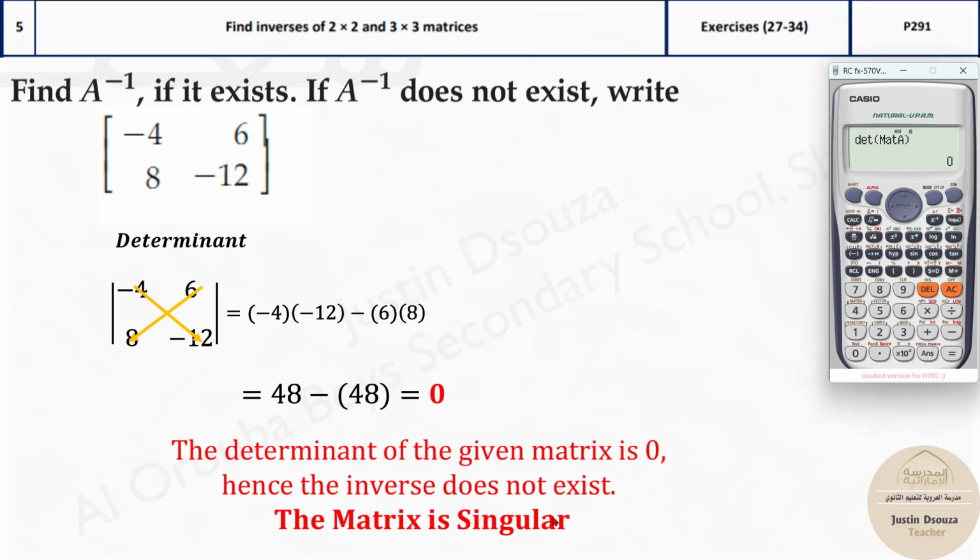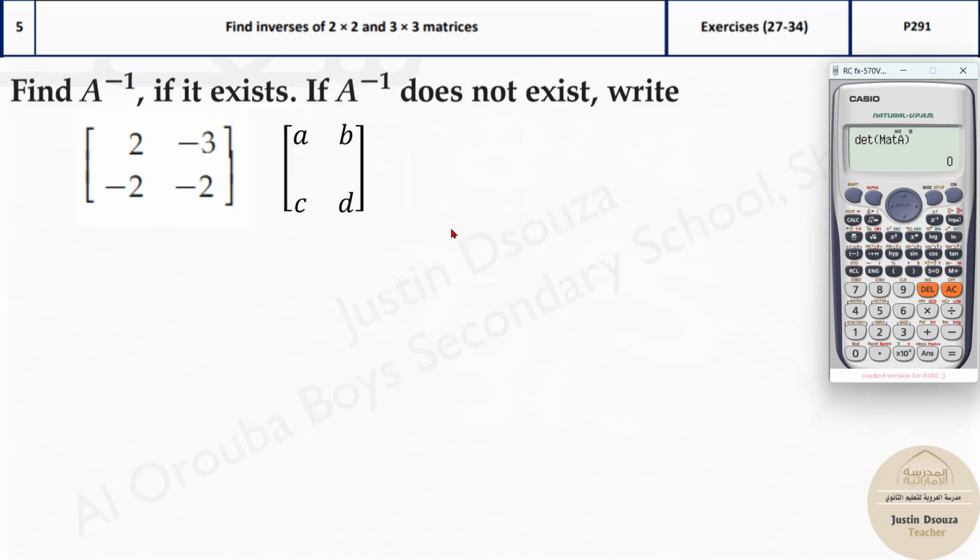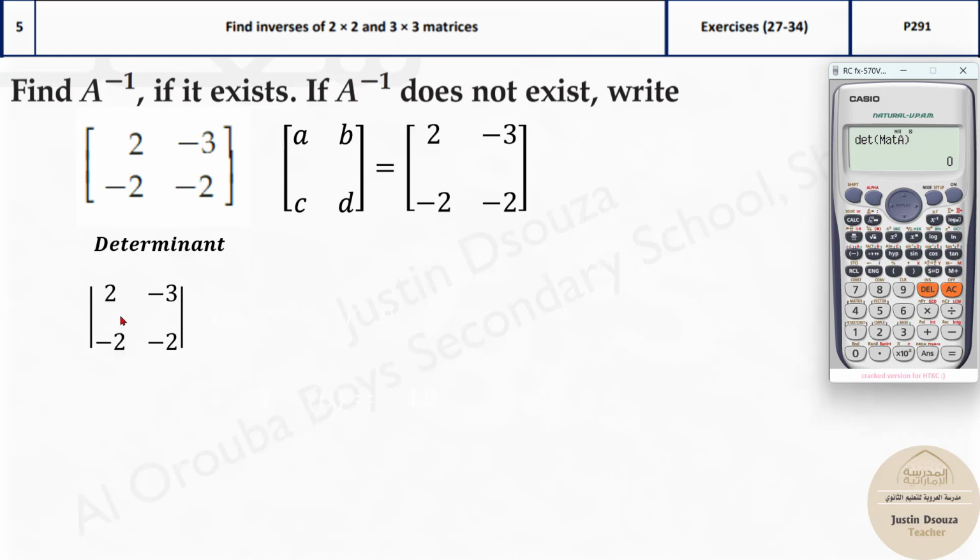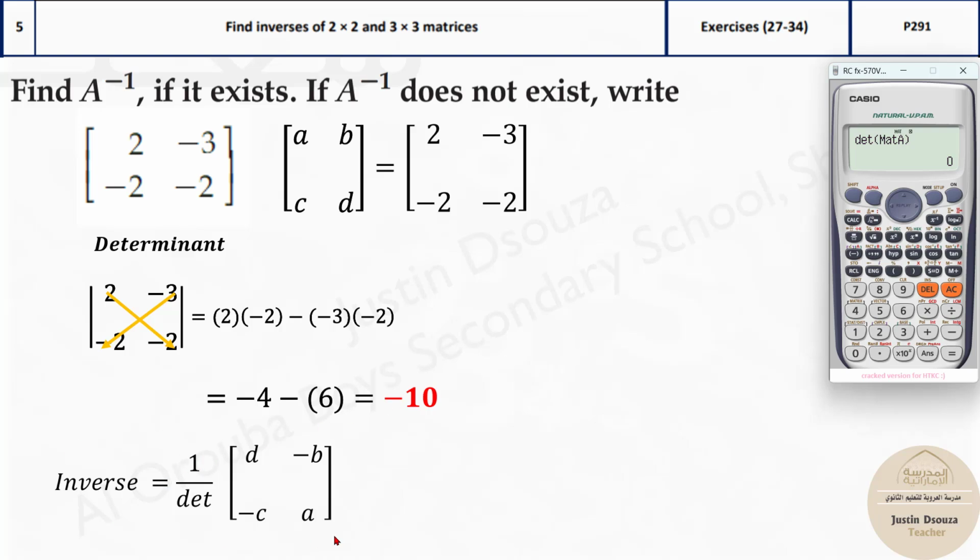And if you want to solve otherwise, you need to consider these as A, B, C, D and find the determinant. Left to right, 2 times minus 2 and then minus 3 times minus 2. You get the answer over here as minus 10. If the determinant is anything other than 0, you will get an inverse. Now the formula for inverse is 1 by determinant and there is D.